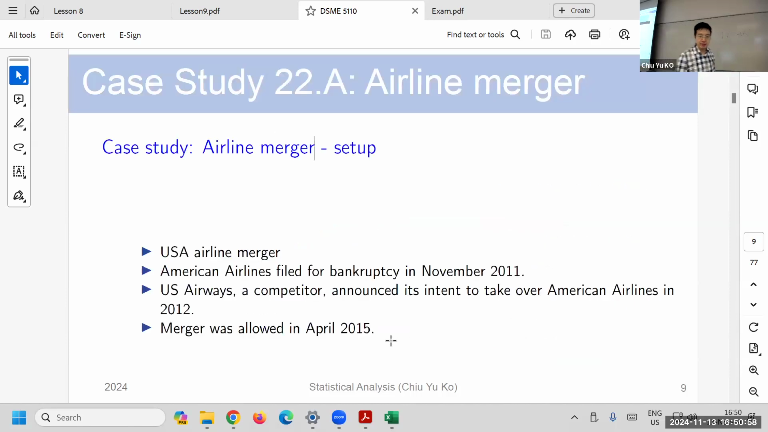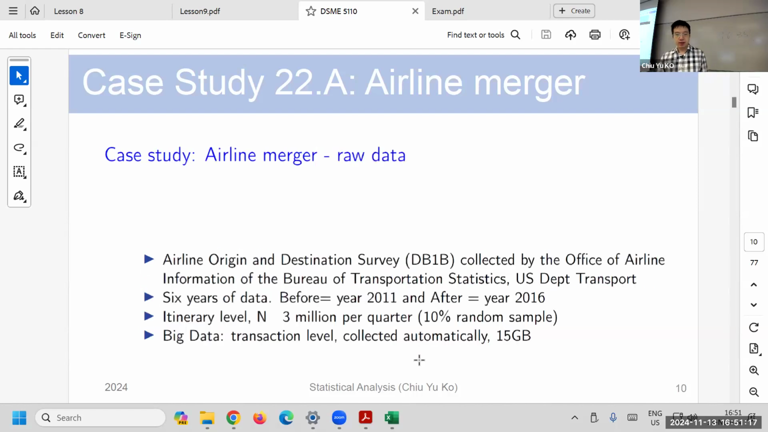So here comes an example. You want to see this study of a USA airline merger. And probably you know American Airlines filed bankruptcy, and then US Airways took over that, and they allowed the merger. Okay, so this is the setup.